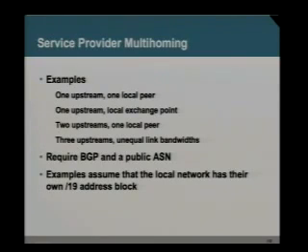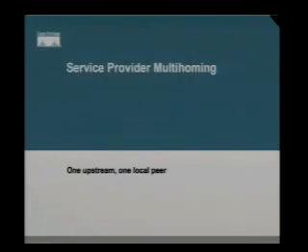I'm going to cover 4 examples. Hopefully I've got enough time to do them. Got 1 upstream, 1 local peer. Going to look at upstream and a local exchange point, 2 upstreams and a local peer, and then 3 upstreams with unequal link bandwidths. All these need BGP and a public AS number. We're going to assume that we've got a /19 address block for the network in question.